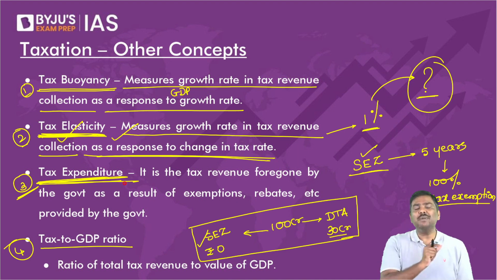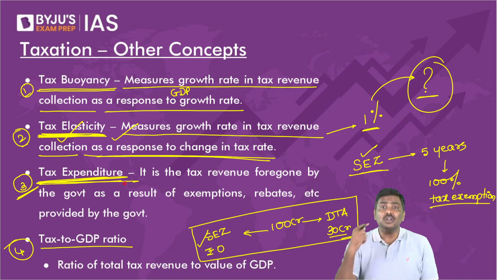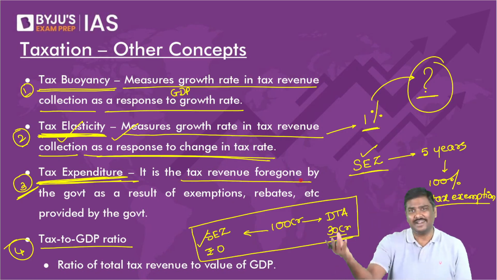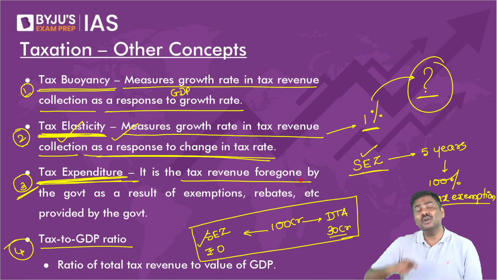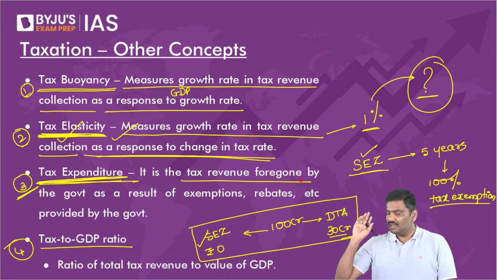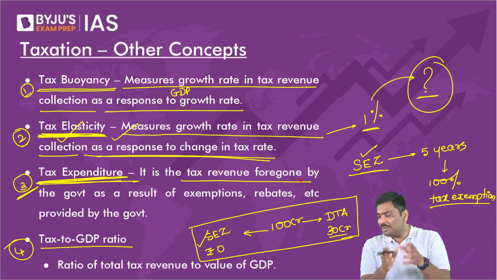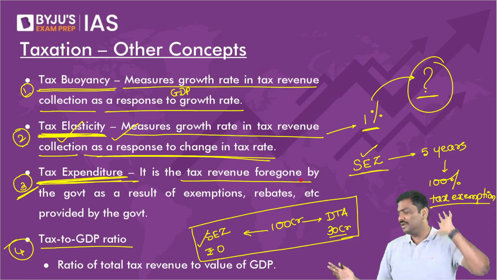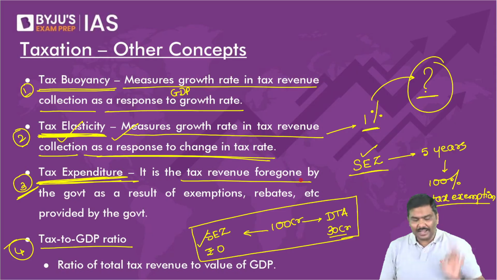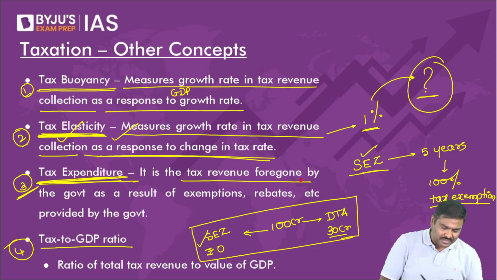So tax expenditure refers to the tax revenue that is foregone. Foregone means not collected. The tax revenue foregone by the government because of its policies. Because of its policies, how much tax revenue will be foregone? That is called tax expenditure. Now, please tell me, come to this point here. Please look at this point.